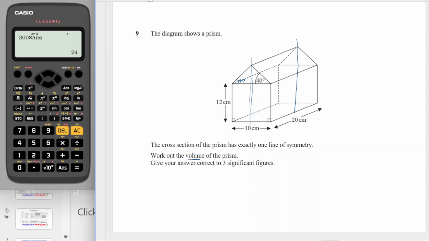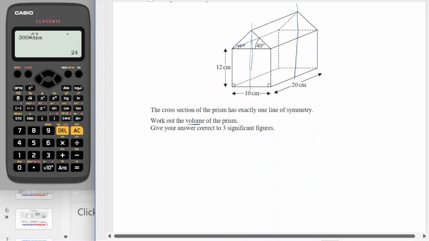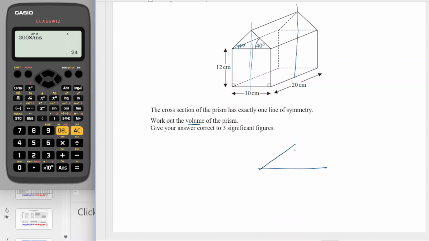So the only thing that we need to work out the volume is the area of this triangle. We don't have the height at the moment, so we need to work out the height. We do know the base length is 10, and h is what we're trying to work out, and we know this angle. So we're going to be using a bit of trig to work out this.